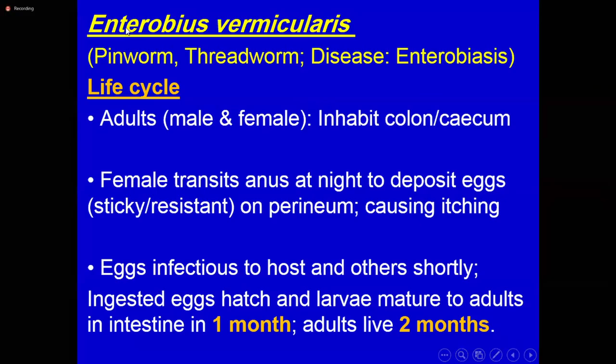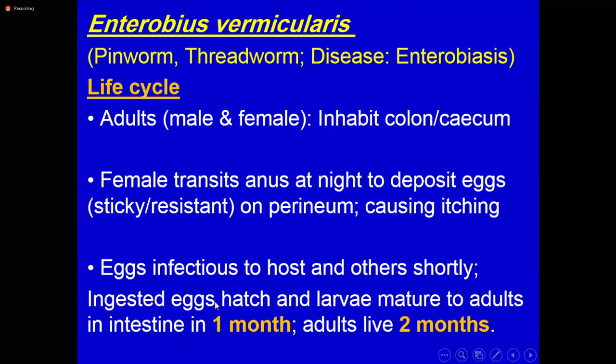Starting with Enterobius vermicularis, pinworm, threadworm, and the disease is called enterobiasis. Adults, we have male and female. They live in the colon and cecum. The female goes outside the anus at night to lay eggs. The eggs are quite sticky. They can be found on the perineum. These eggs can cause itching around the anus. The eggs are infectious to the host and to the surroundings, for example, the family.